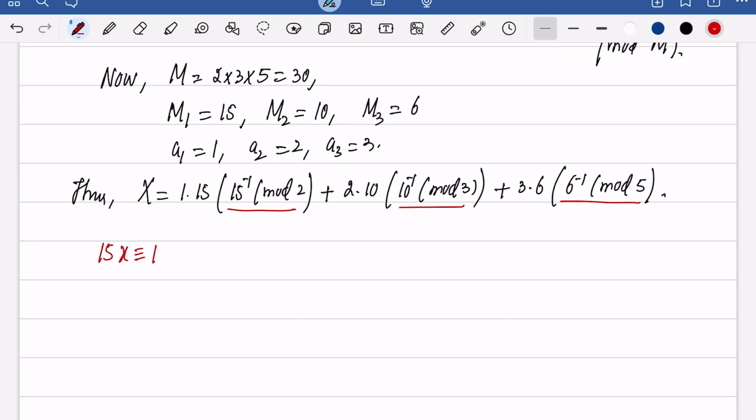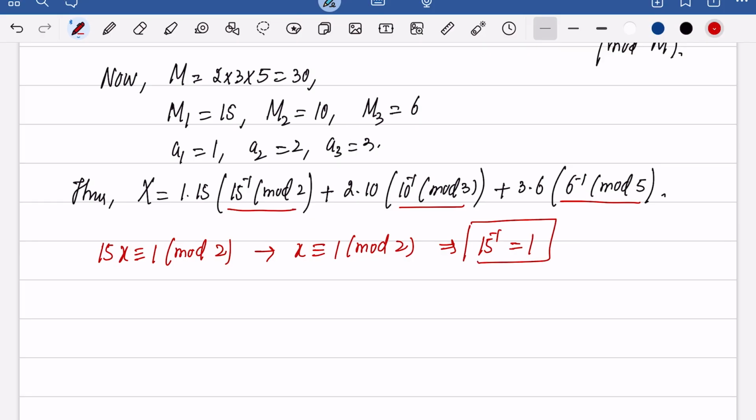Now by inverse we mean 15x is congruent to 1 modulo 2. Solving this congruence will give us the inverse of 15 modulo 2. First we divide 15 by 2, it will leave the remainder 1, so this gives x is congruent to 1 modulo 2. That's itself a solution. This implies 15 inverse is just equal to 1.